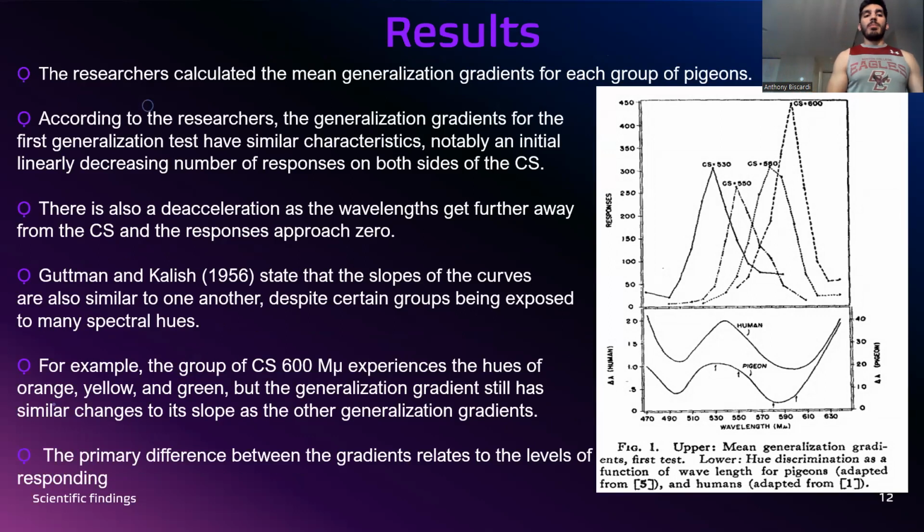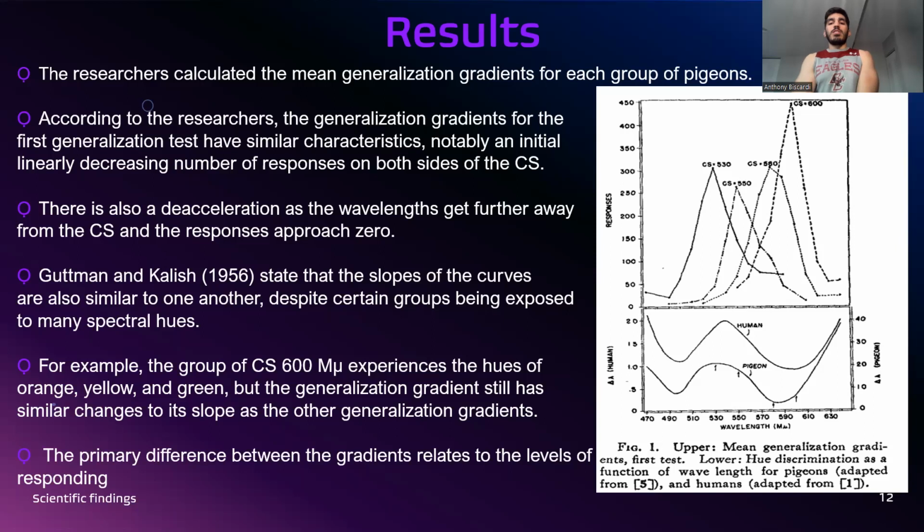The researchers analyzed the generalization gradients, and for the first generalization test, many of the gradients showed similar characteristics. There's an initial linearly decreasing number of responses on both sides of the CS. So they just decreased linearly. However, they started to flare out towards the bottom. As the wavelength presented got further and further away from the CS, you see it start to decelerate and flare out as the responses approach zero, and you can see it in all the graphs, right here towards the end of them as they get really far away from the CS.